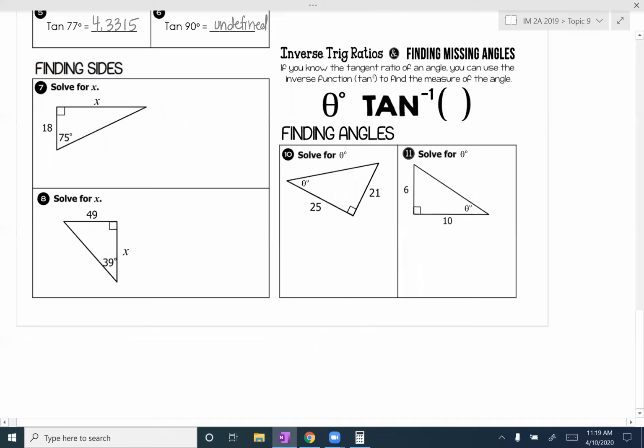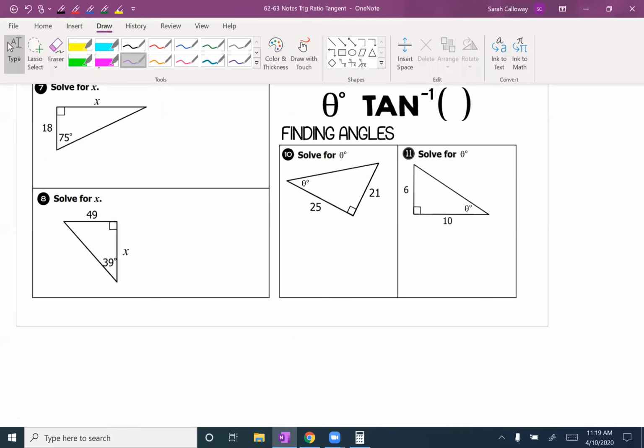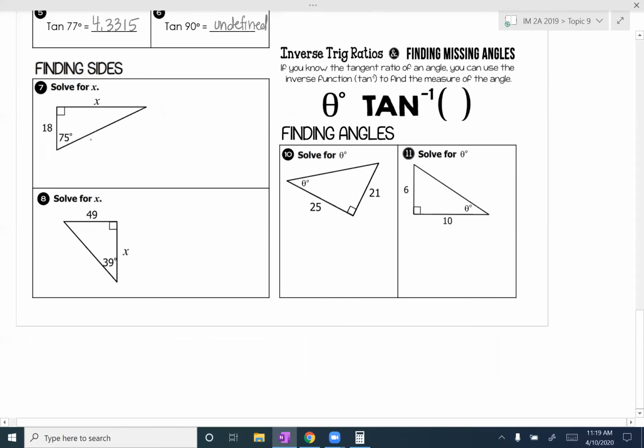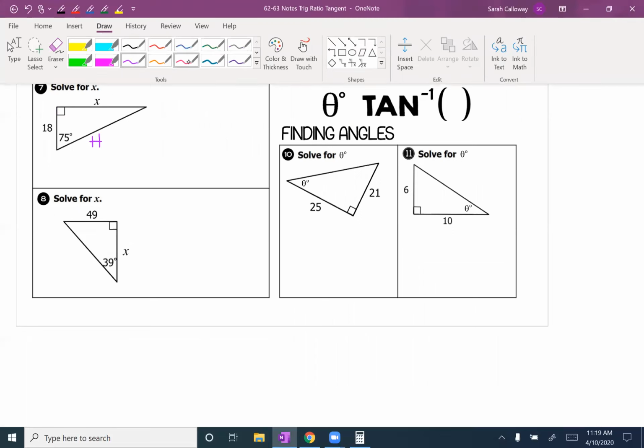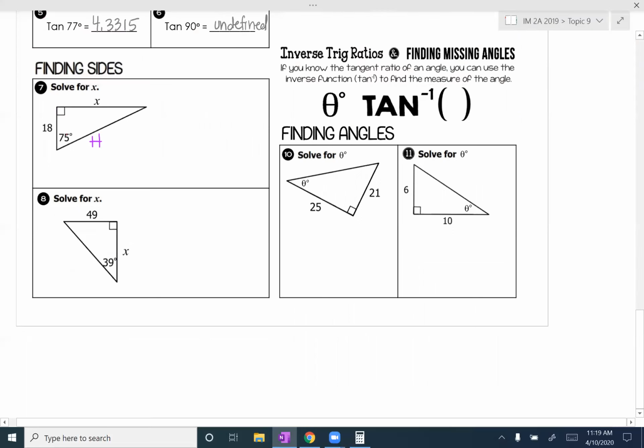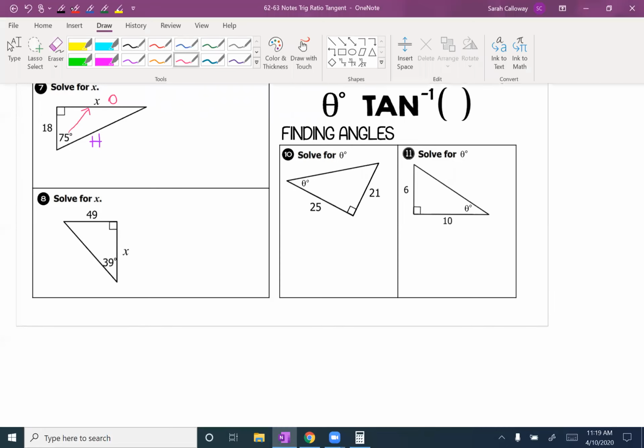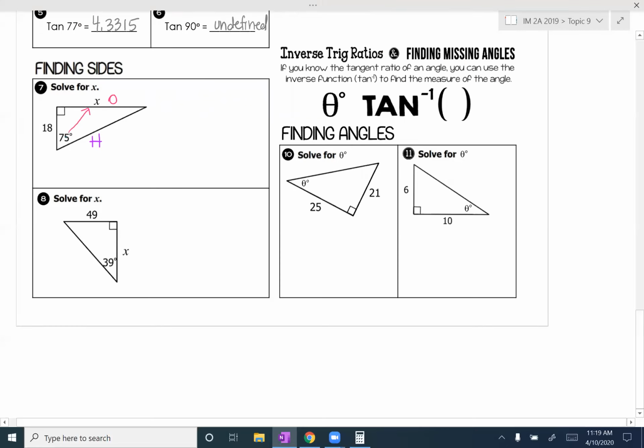What we want to do again to start is to just label our diagram with hypotenuse, opposite, and adjacent. So if I look at my right triangle, the right angle is here. So my hypotenuse is this side. I'm just going to write h for this one. And then the side opposite of the angle they give me, 75 degrees, is x. And the side adjacent to 75 is 18.